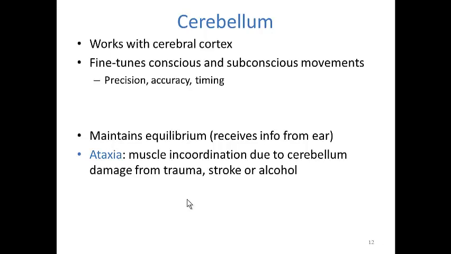There's a condition called ataxia that occurs when the cerebellum is damaged. Ataxia is muscle incoordination due to damage to the cerebellum. This damage could be caused by trauma, stroke, or even alcohol. And basically, when the cerebellum is damaged, we lose the ability to fine-tune muscle movements, and we kind of lose our balance.